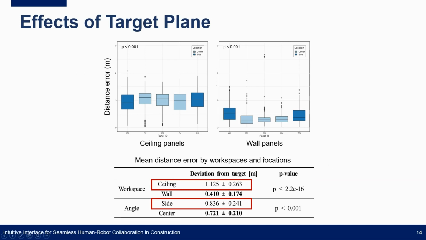So in general, the pointing gesture was more accurately understood by the robots when pointing at the wall panels compared to ceiling panels. And we also discovered that the average distance errors of the side panels were significantly higher than the center panels for both ceiling and wall panels.